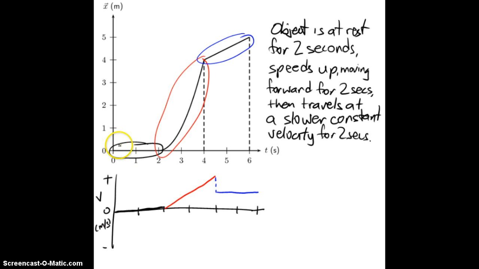Well, we know that this is 0 velocity. This is going to be a little tricky to figure out. We know that it starts at 0 and ends at some high positive value. Let's take a look at this last section. I go from 4 to 5, so I know I've moved 1 meter forward, and it's taken me 2 seconds. 1 meter divided by 2 seconds would be 0.5 meters per second. So we know that's at 0.5 meters per second.